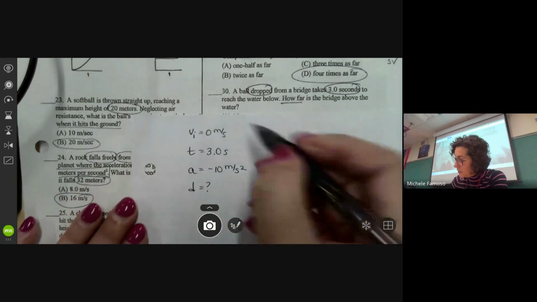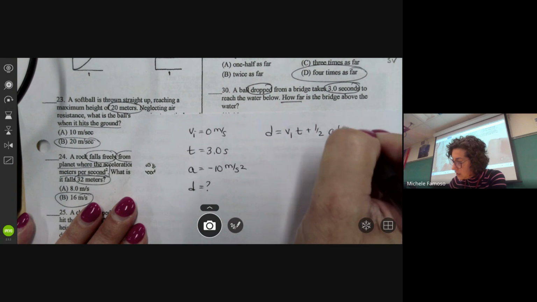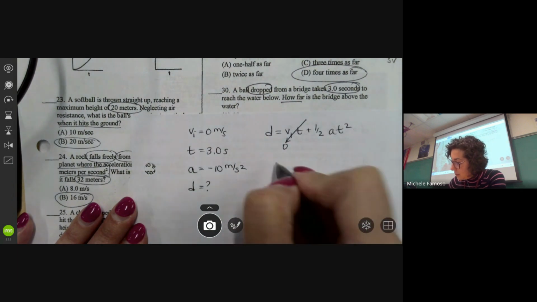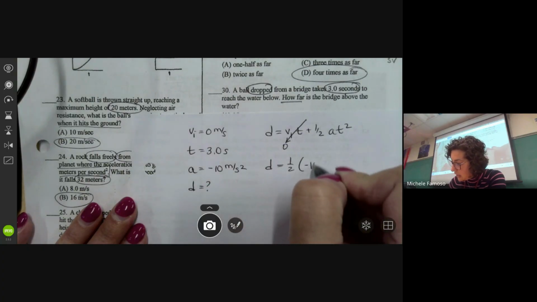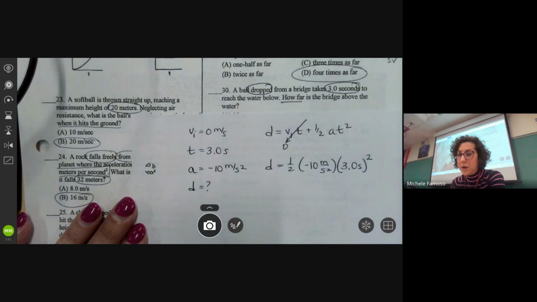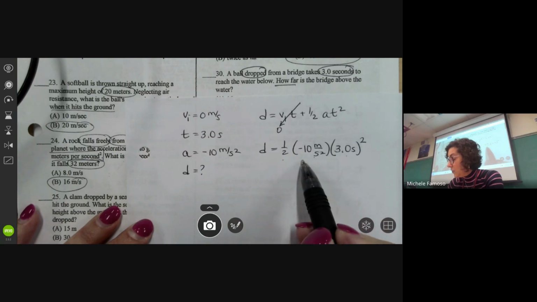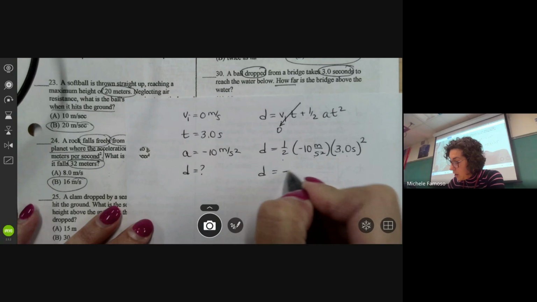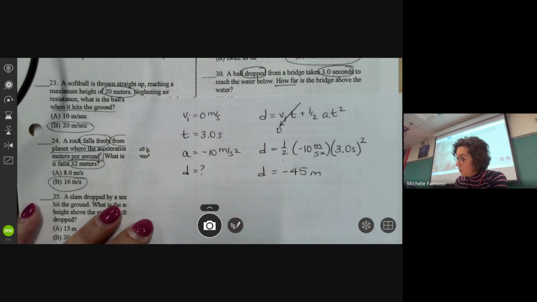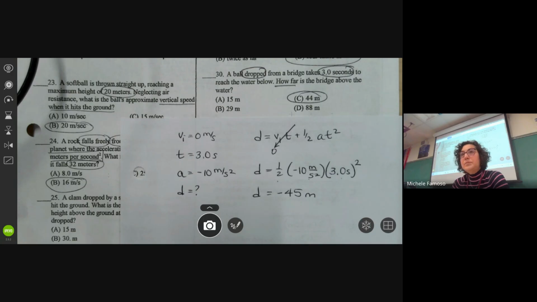The equation from your reference table, which has those 4 variables, is D is VIT plus half AT squared. VIT is going to drop out. So D is 1/2 of -10 meter per second squared times 3.0 seconds, which must get squared. Half of -10 is -5. 3 squared is 9. So -5 times 9 is about 45 meters down it's going to go. So which answer matches that? Best, choice C. Anything else you want to ask about on any of the multiple choice?